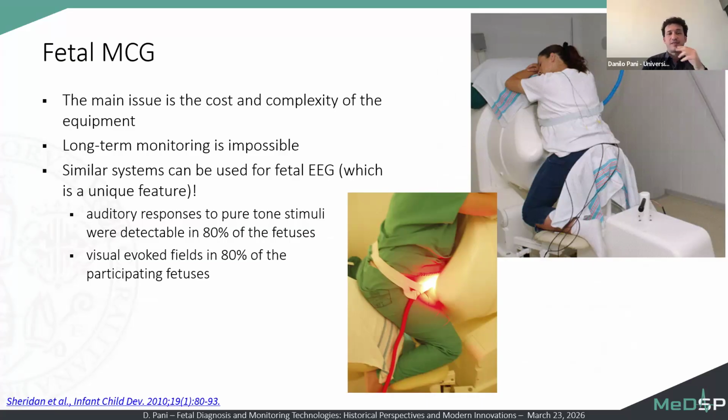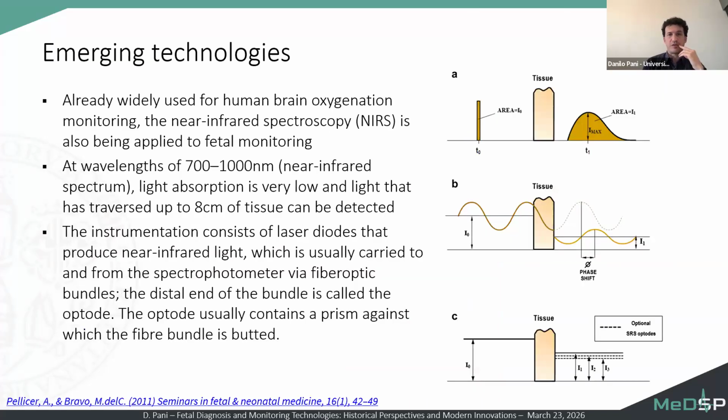And there are studies working also on auditory responses and visual evoked responses by applying external sound or light, as you can see in this picture, on the maternal belly. However, as you can see, the technology is quite complicated and the benefit is limited from a clinical perspective, except for research.